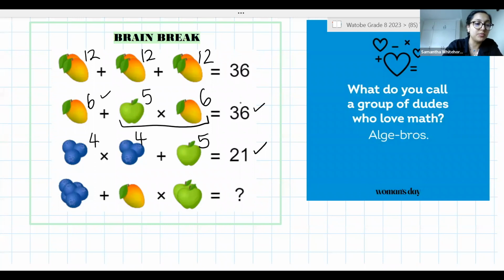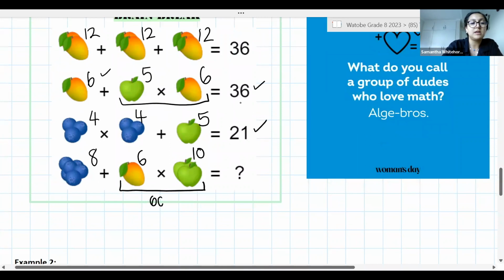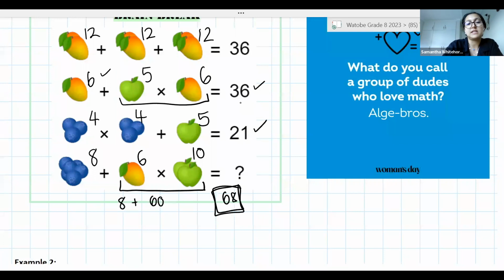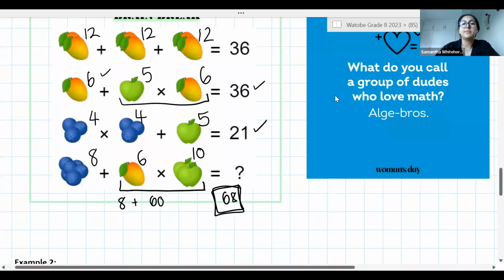Now there's 2 sets of blueberries, that's now 8. 1 mango we know is 6. 2 apples we know is 10. And we do BODMAS again, so 6 times 10 first, which is 60, plus 8 gives me my final answer of 68. Very, very nicely done.